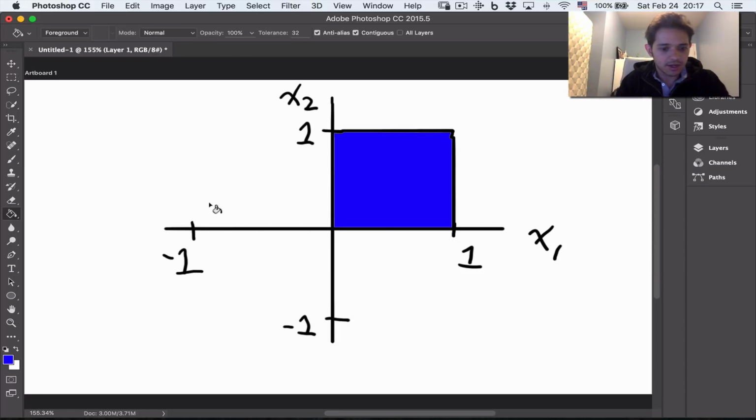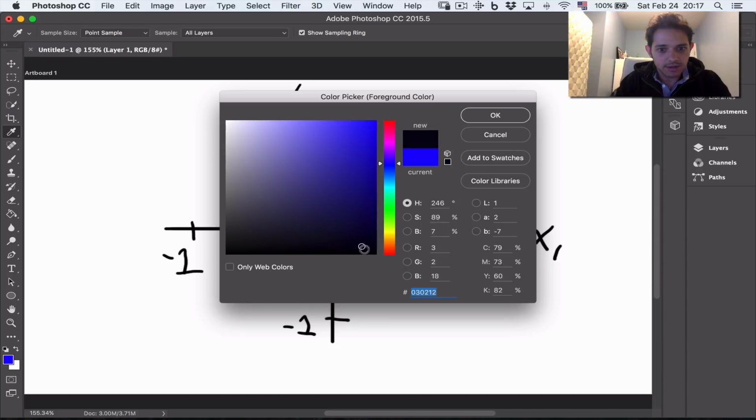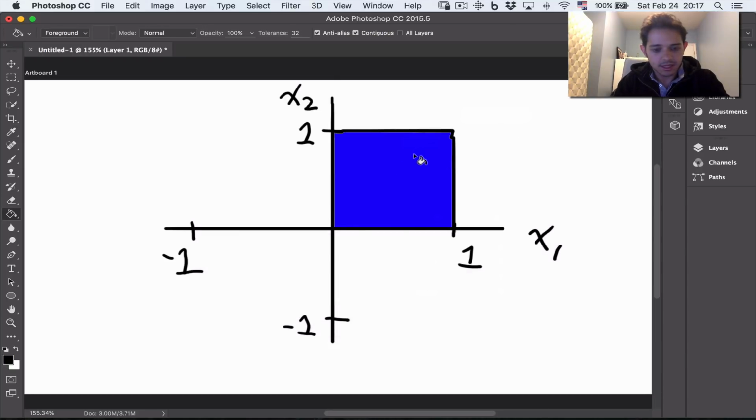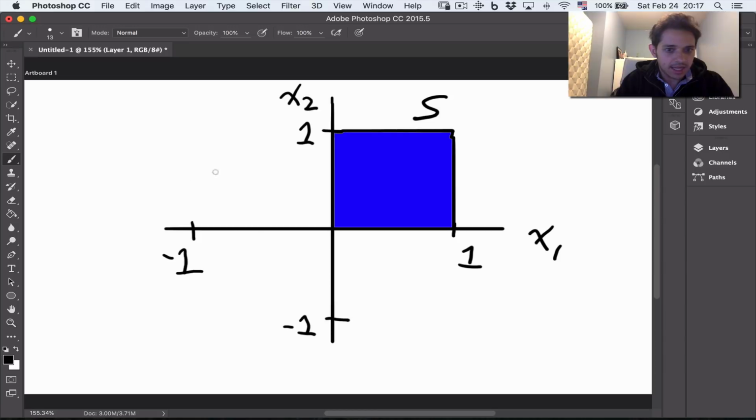Very good. That's our square. I'll denote that square. And then we have our circle. All right, so this might not be to proportion, but our circle is going to be the values of x1 and x2 for which the 2 norm is less than or equal to 1. So basically, it's going to be a circle as follows.